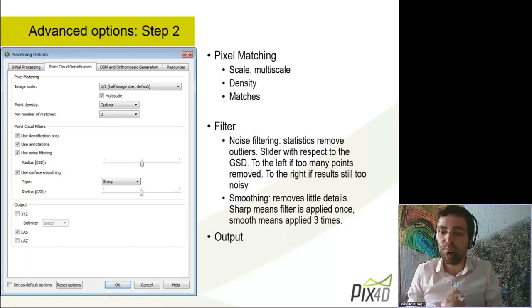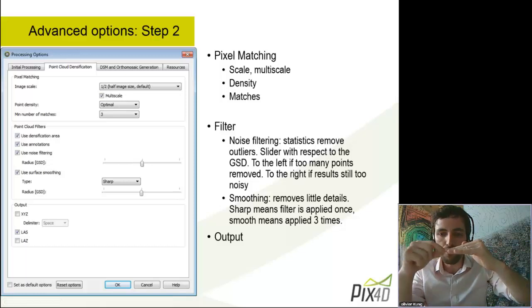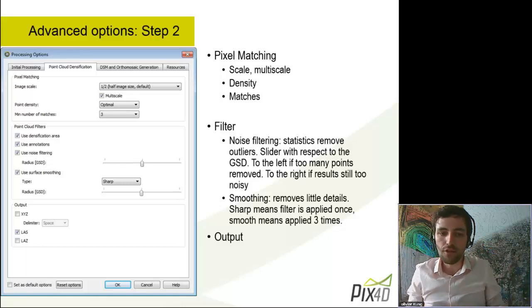So for example, if you have a house, by selecting multi-scale, you may have a little bit more noise artifacts on the edge of the roof than if you didn't choose multi-scale. However, by default, these artifacts are quite marginal and can be corrected with the point cloud filtering, which is just below. The other very important option is point cloud density.